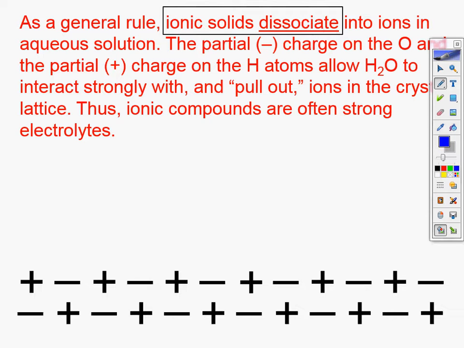As a general rule, ionic solids dissociate into ions in an aqueous solution. The partial charge on the oxygen and the partial charge on the H always allows water to interact strongly and pull the ions out of the crystal lattice. Thus, ionic compounds are always strong electrolytes. I'm going to give you a model here to play with in a little bit. Alright, here we go.